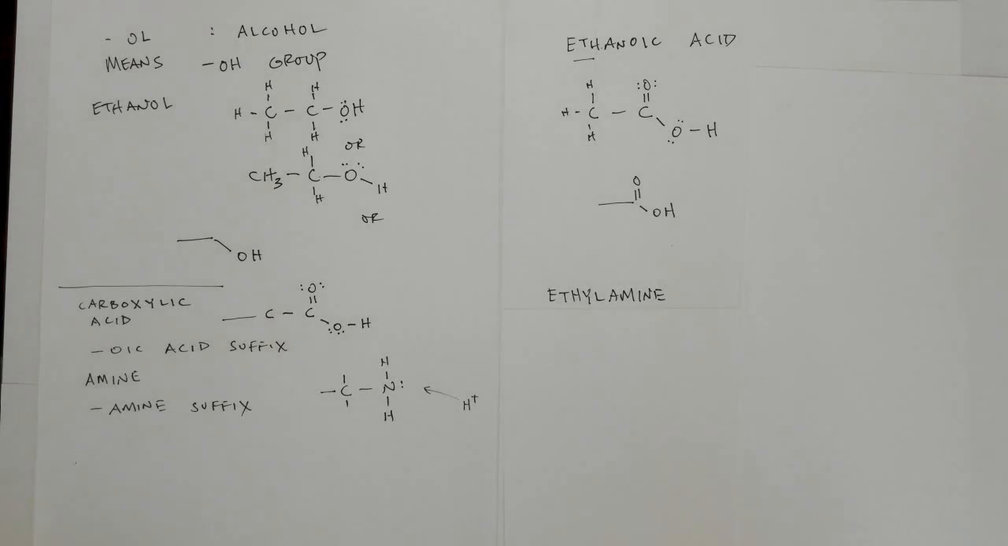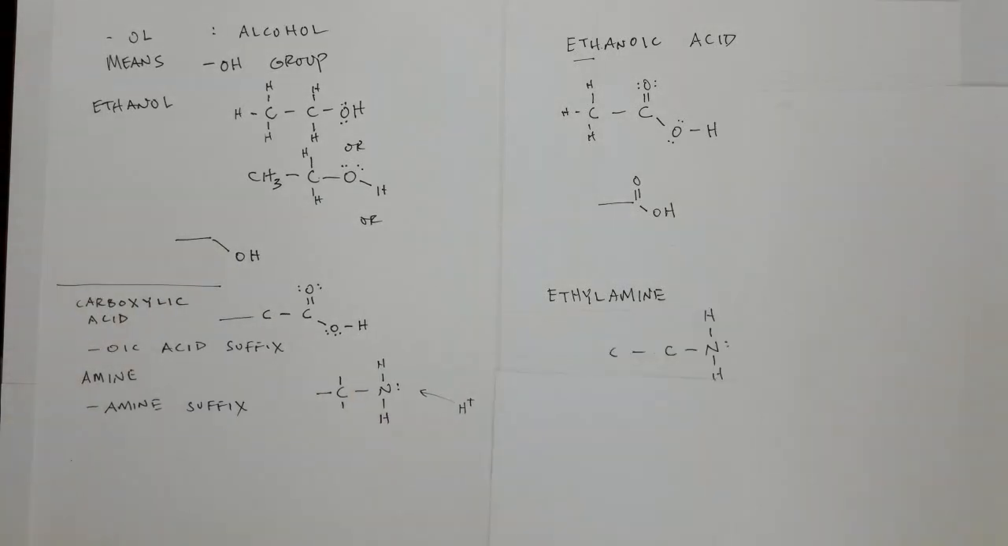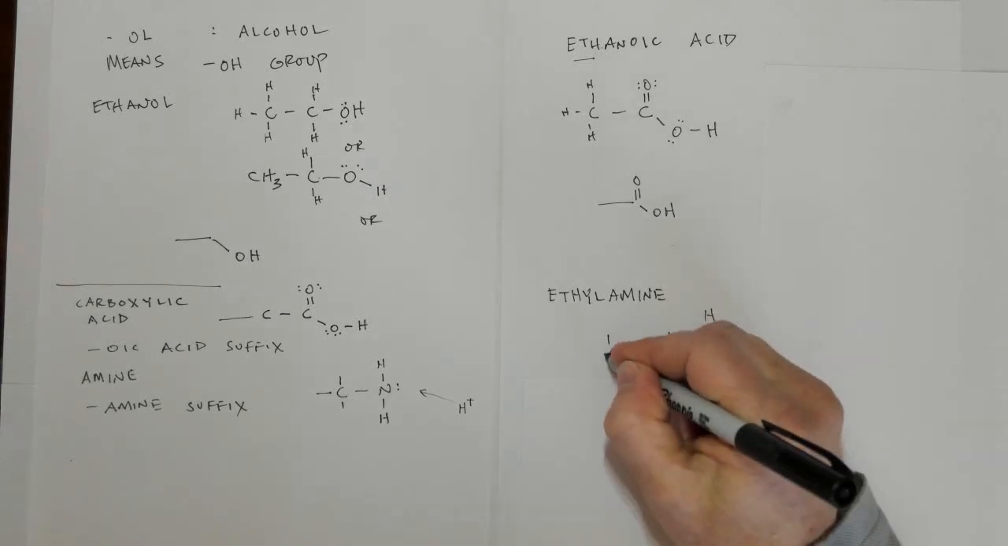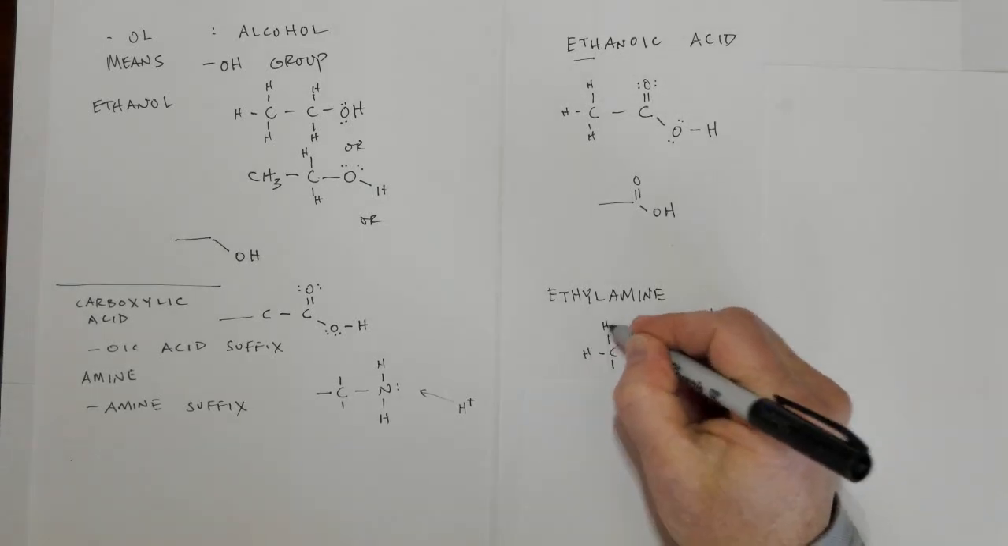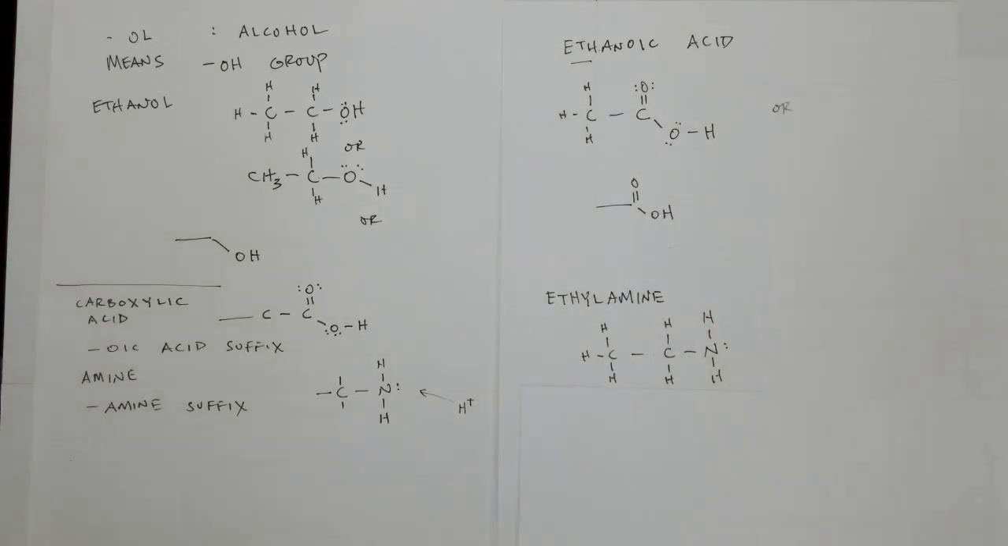Well, here's ethylamine. So ethyl, once again, means that there's 2 carbons in it, but then it's going to have this amine group attached to it. So we're going to have 2 carbons, and then there's going to be the NH2 group attached to it right here. And of course, you should know that there are hydrogens attached to the carbon right here to make sure that it always has 4 bonds.